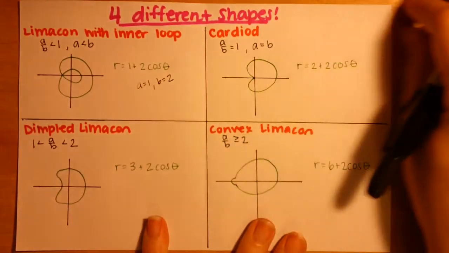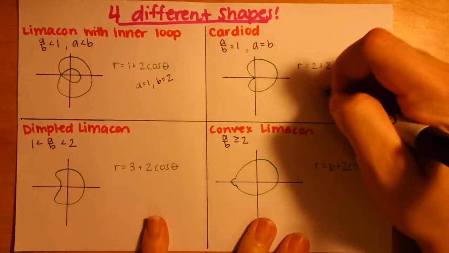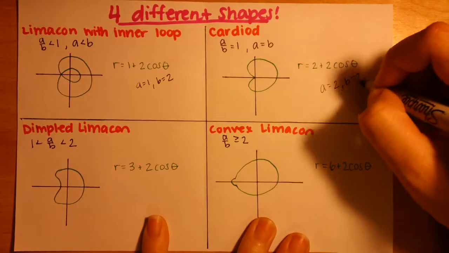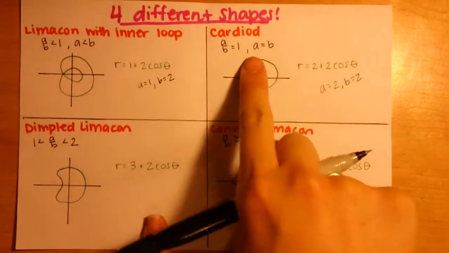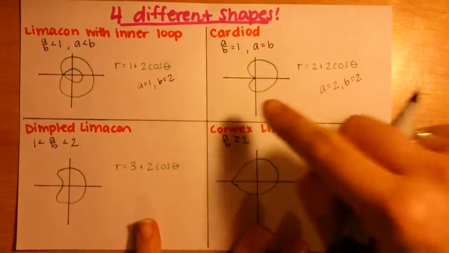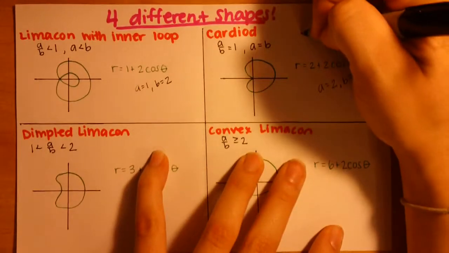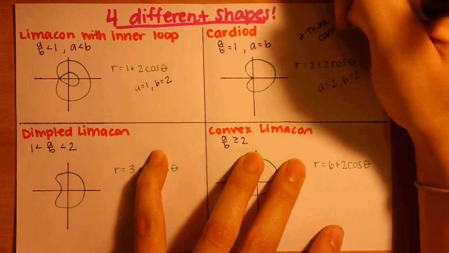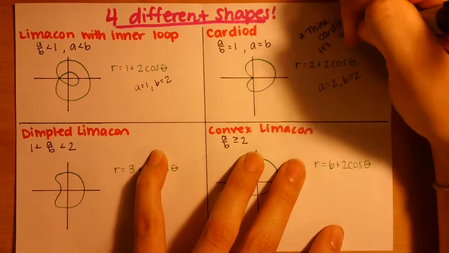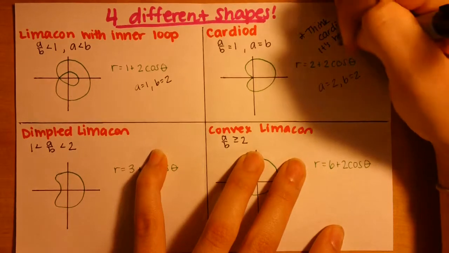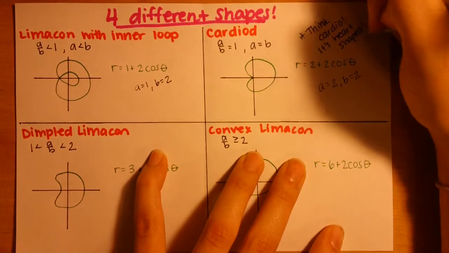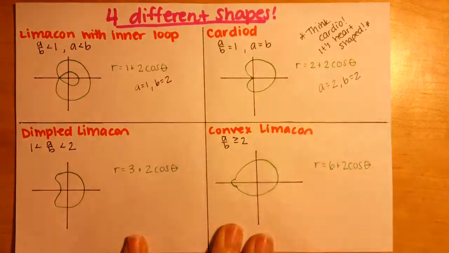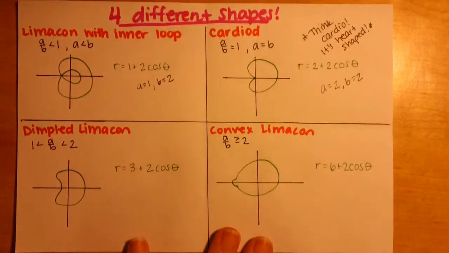And it gives us this inner loop inside the curve. For a cardioid, I picked the equation r equals 2 plus 2 cosine theta, where a equals 2 and b equals 2. So a over b is equal to 1, and a is equal to b. And this is what you're going to get. You can think cardioid, and it's heart-shaped. That's an easy way to remember this one: heart-shaped, a cardioid, and everything is equal.